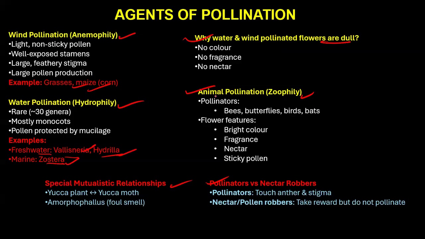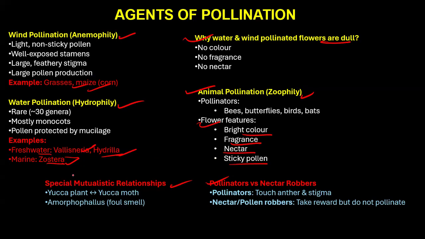Then you have animal pollination, that is zoophily. Here animals visit flowers for food rewards like nectar or pollen. During this process, pollen sticks to their bodies and is transferred to another flower. So the features here are bright colored flowers, fragrance, nectar, and sticky pollen grains. That's how they attract the pollinators towards them.